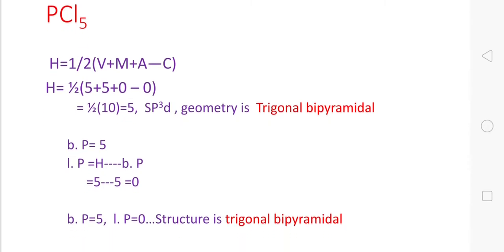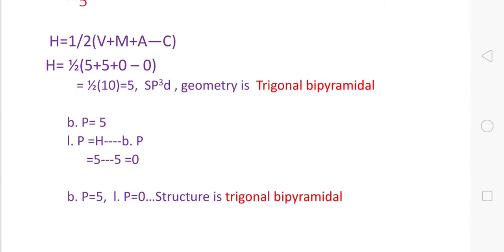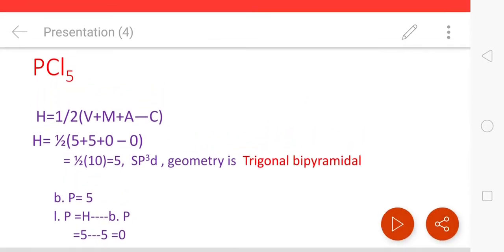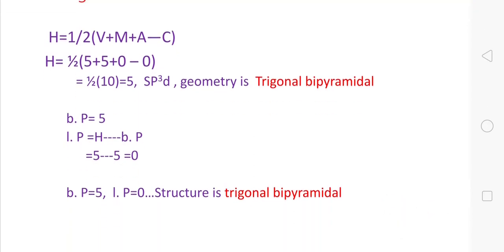Here, bonding pair is equal to the number of surrounding atoms. So here the number of surrounding atoms is 5, so the bonding pair is 5. Lone pair is equal to hybridization number minus bonding pair. Hybridization number is 5, bonding pair is 5, so lone pair is 0. So if bonding pair is 5 and lone pair is 0, the structure is trigonal bipyramidal. So for PCl5, geometry as well as structure are similar.